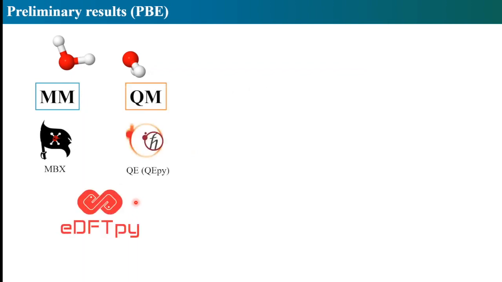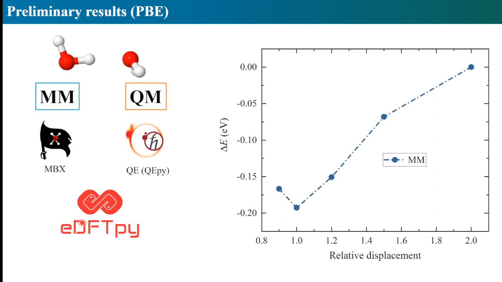So here is a preliminary result. We study the intermolecular interaction for the water dimer. For the left one we use an MM system, using the MBX code. On the right side, we use a QM system with the QE software. For all these calculations, we use the sDFT way, implemented in the eDFTpy code. The MM model is parameterized on the PBE exchange correlation. So this is the intermolecular interaction curve for the fully MM model, which is the same as the PBE DFT results.